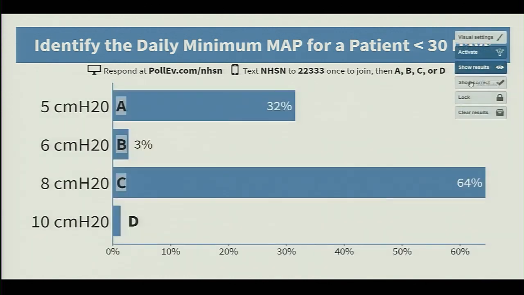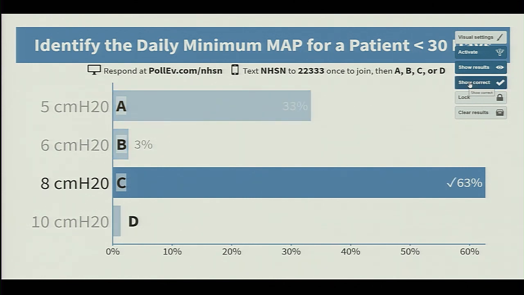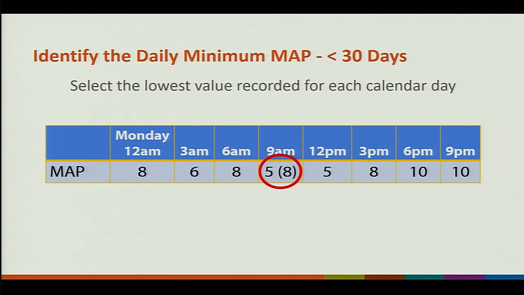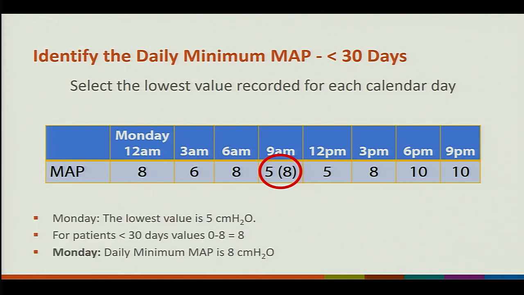And, whoops, sorry. The answer is 8. Let's look at that. So remembering that for a patient less than 30 days, values between 0 and 8 are equal to 8. So in this case, the lowest value is 5, but that would be interpreted to be an 8. So the daily minimum MAP for Monday is 8.